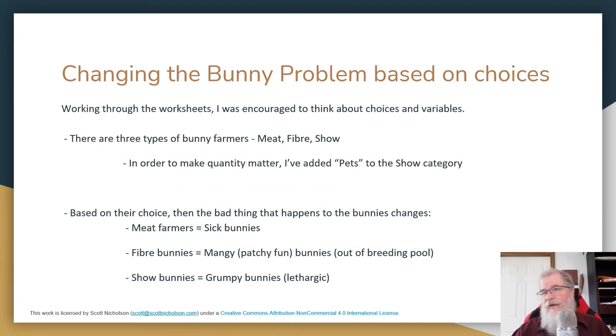As I talked about earlier, this is how you show that impact. Based on their choice, they're either going to have sick bunnies or mangy bunnies or grumpy bunnies, based upon whether they wanted to farm bunnies for meat, bunnies for fiber, or bunnies for show. So this is where the players see an impact of their decision in the game. The reality is it's not really having a big impact, but it's enough flavor to help the players feel like, yeah, I made a choice and that choice did make a difference. Notice how none of these are wrong or right. None of them are better than the others. They're just implications. They're just what happens when you make that choice.